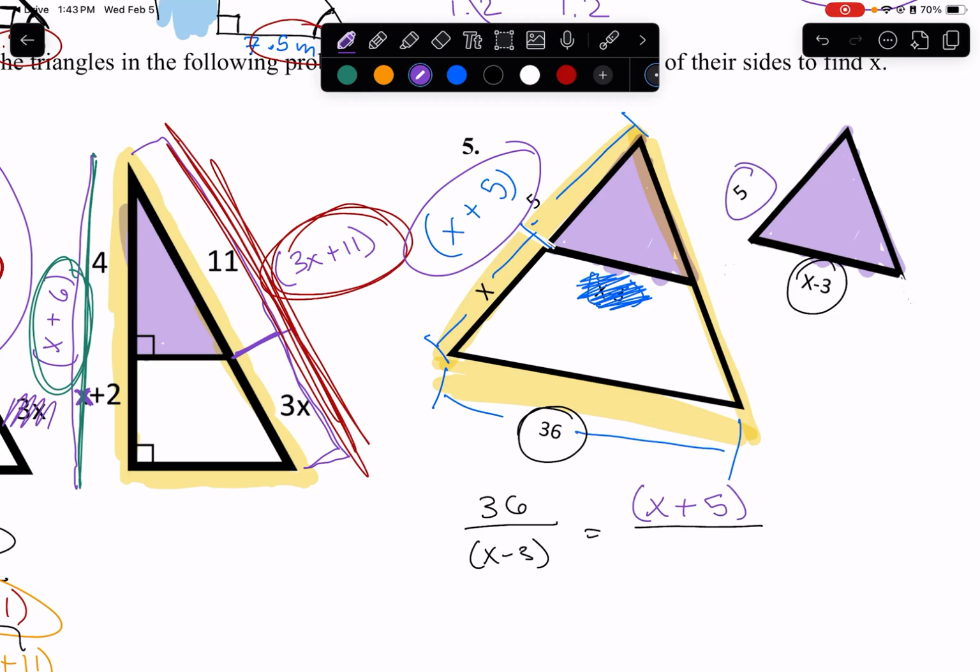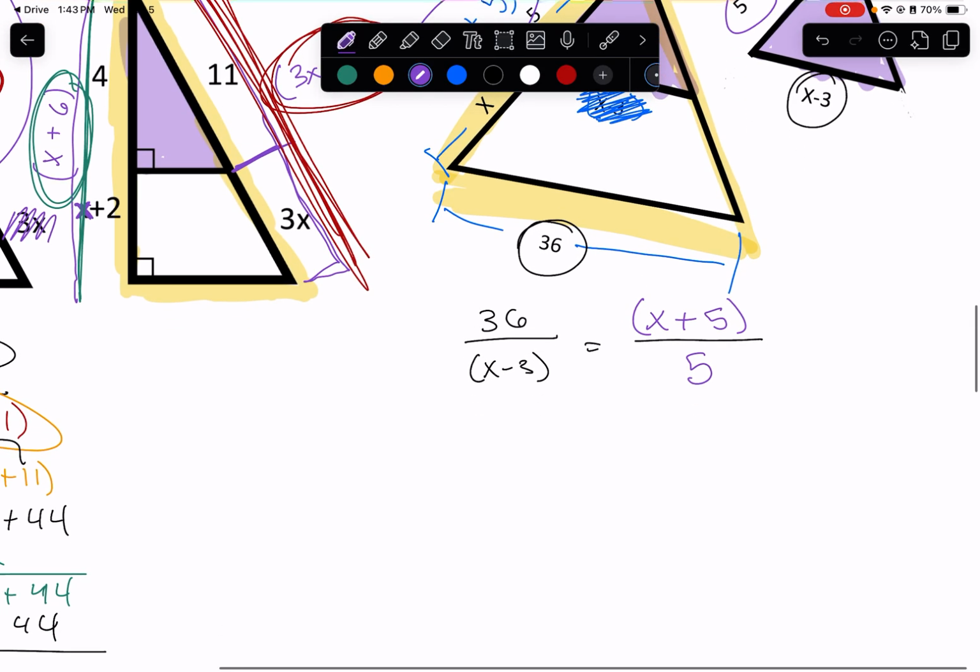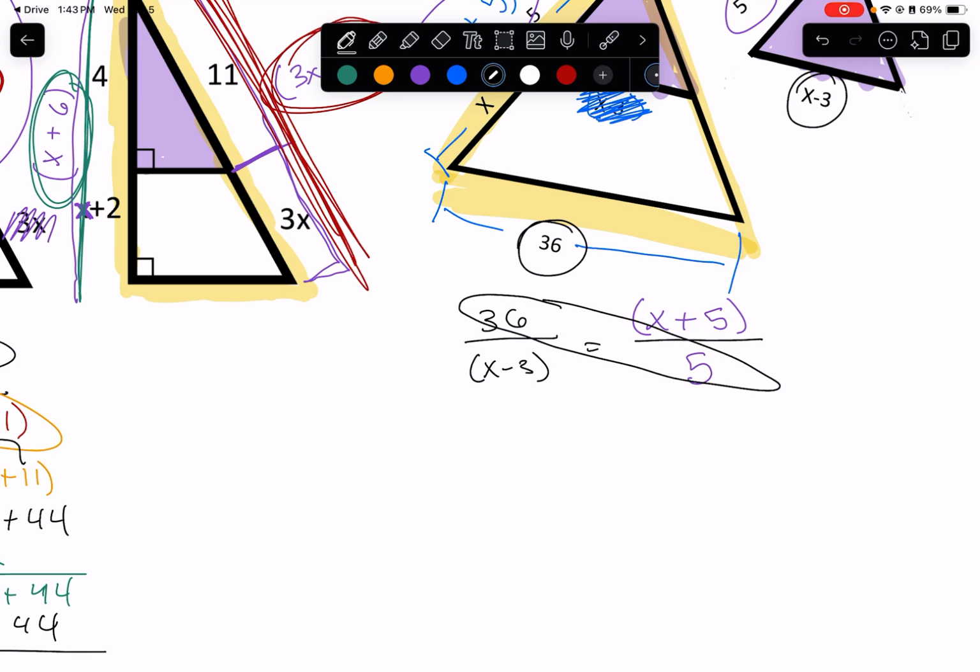And then that's going to be divided by 5. So we're going to get to distribute on this one. So let's cross multiply. 36 times 5 is 180. And then on our other side, we're going to have x minus 3 times x plus 5.